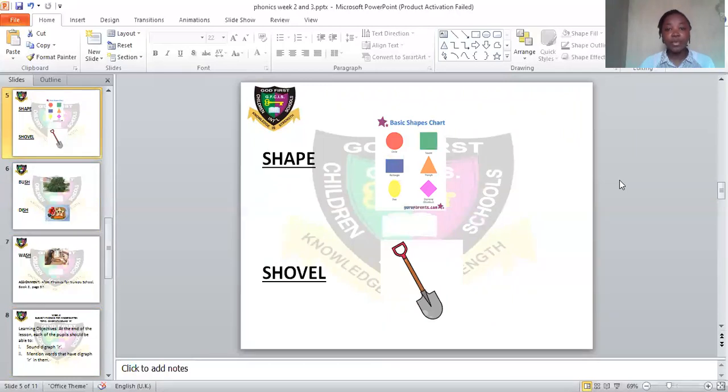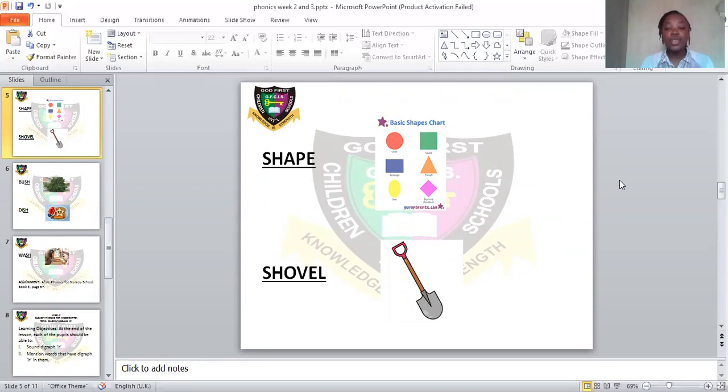Now let's go to our next example. We have shape. We all know what shapes are. We know different shapes like circle. Circle is a shape. Square is a shape. Rectangle is a shape. Triangle is a shape. Oval is a shape. Oval is the shape of an egg. Then diamond also is a shape. We have many shapes. So let's sound shape together, everybody. Shape, shape. Again, shape, shape. For the last time, shape, shape.